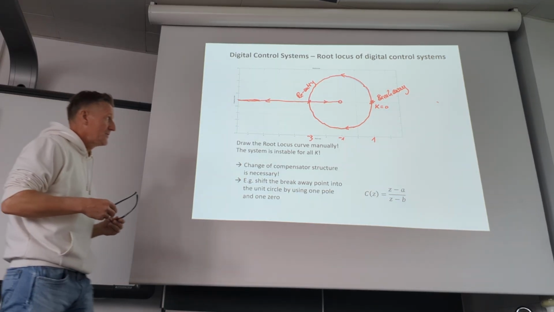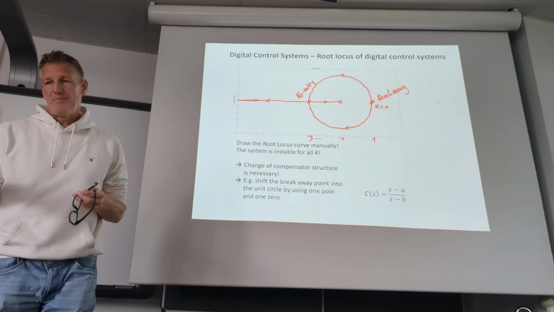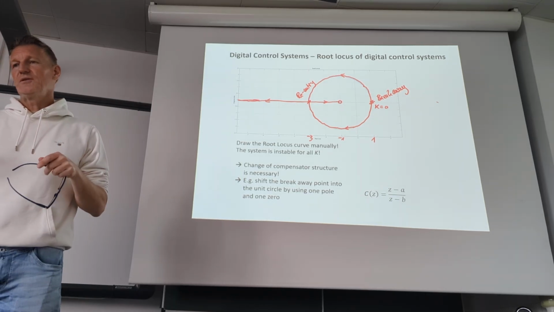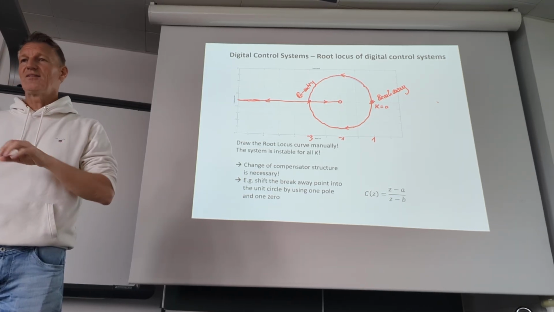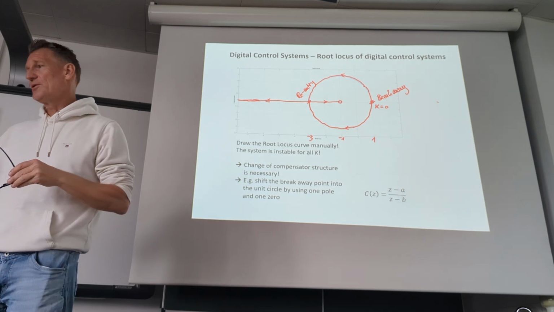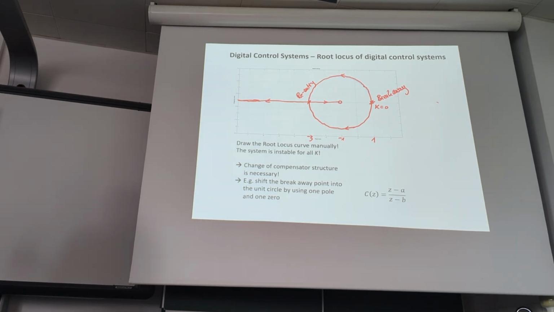So we know when we construct the root locus curve that the real axis left of an odd number of poles and zeros is actually root locus. So that's one rule. The next rule is that the root locus curve is symmetric to the real axis.